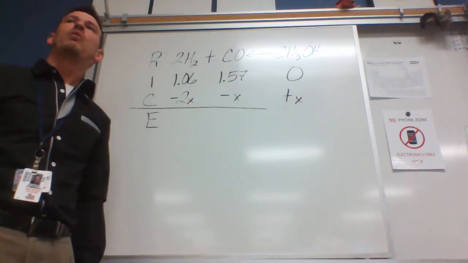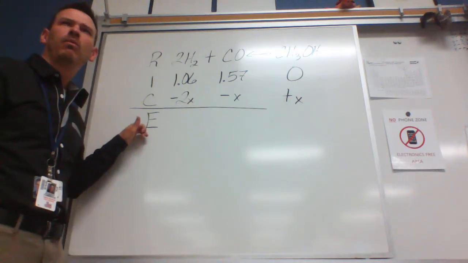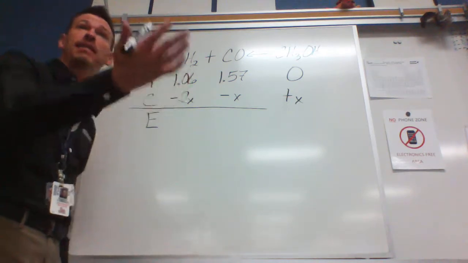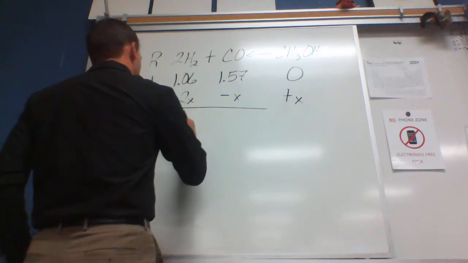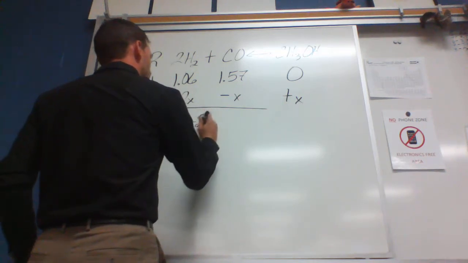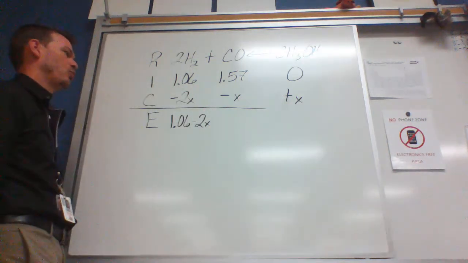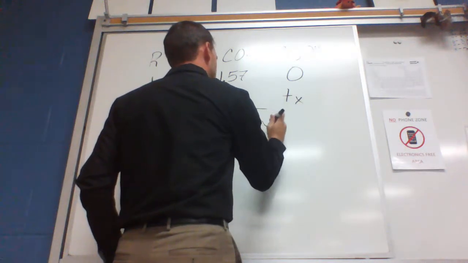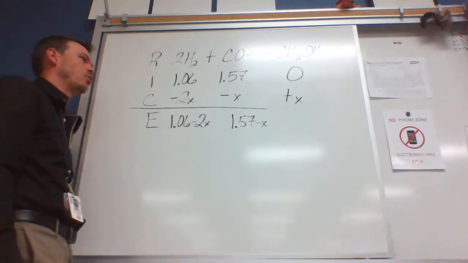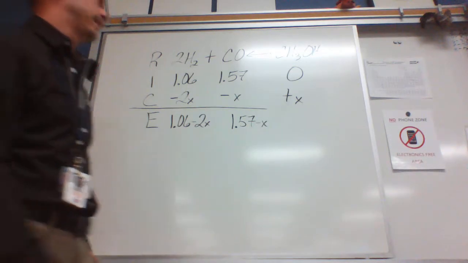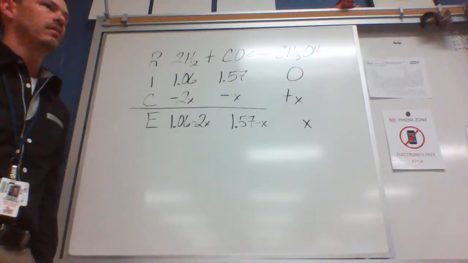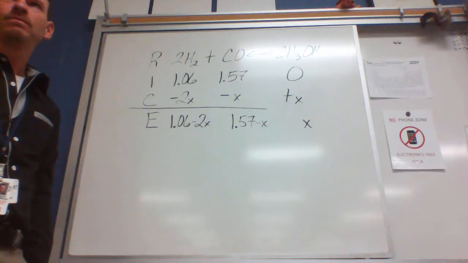How did the slide say we're supposed to find E, equilibrium? Add them together. Yeah, add the I and the C together. So that's exactly what it says. So we're going to go 1.06 minus 2x would be the sum of those two rows there. 1.57 minus x as the sum of the two rows there. And if you sum 0 plus x, it's the same thing as x. We all right so far?